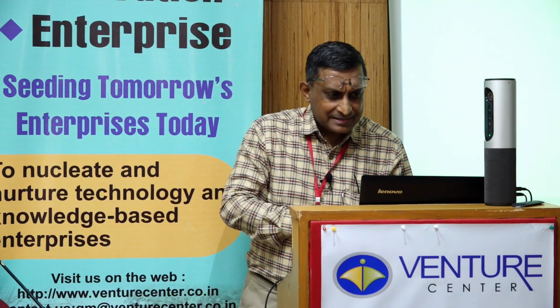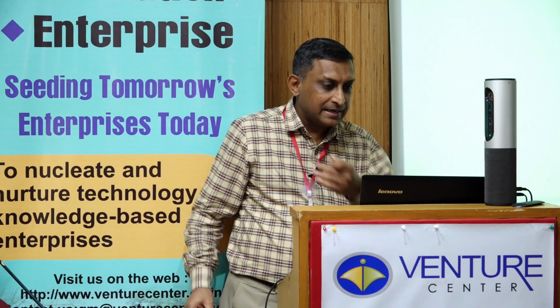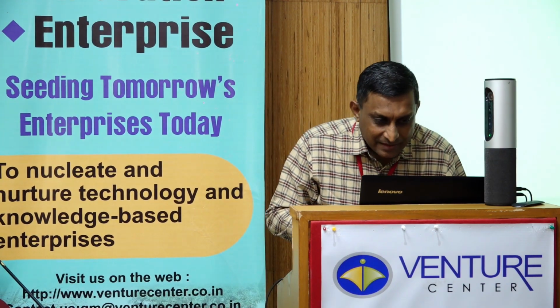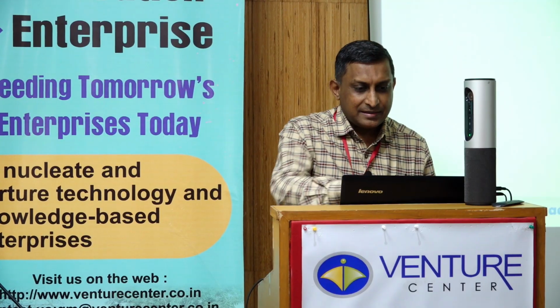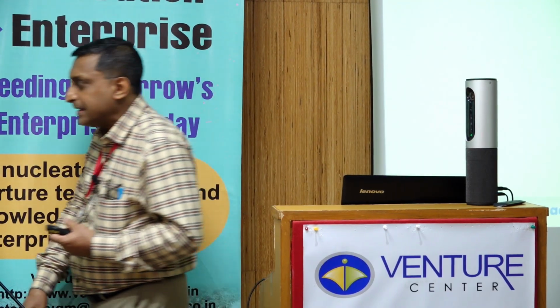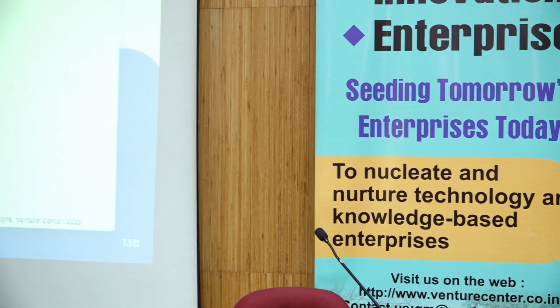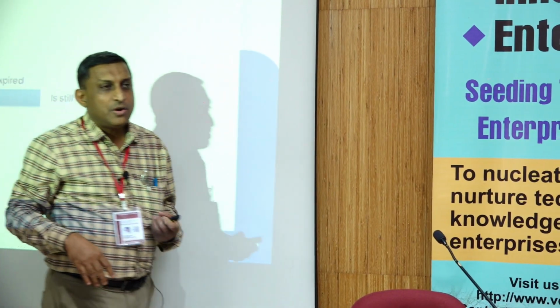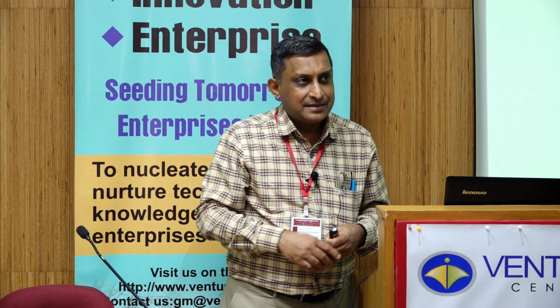So let's take just a quick example here. In this particular case, you can see the first one, there is a base IP. I'm just illustrating FTO here. There's a base IP, and this is your patent. Your patent is a dependent patent. They will give you a patent because it's novel, it's non-obvious, whatever it is, but it's dependent.